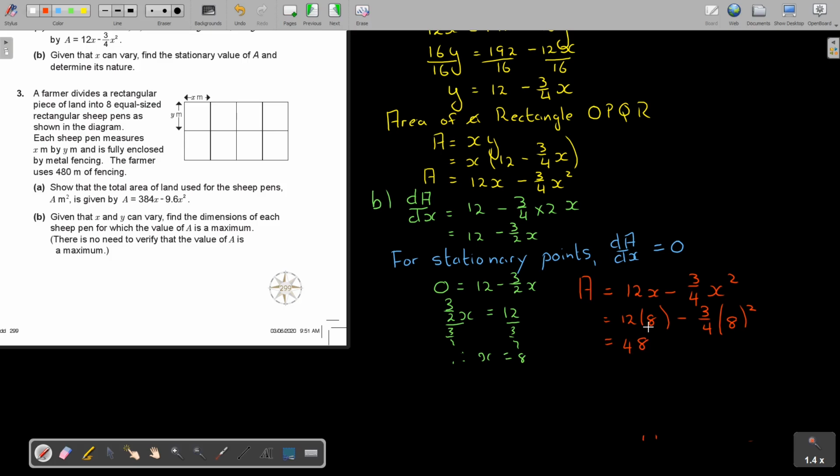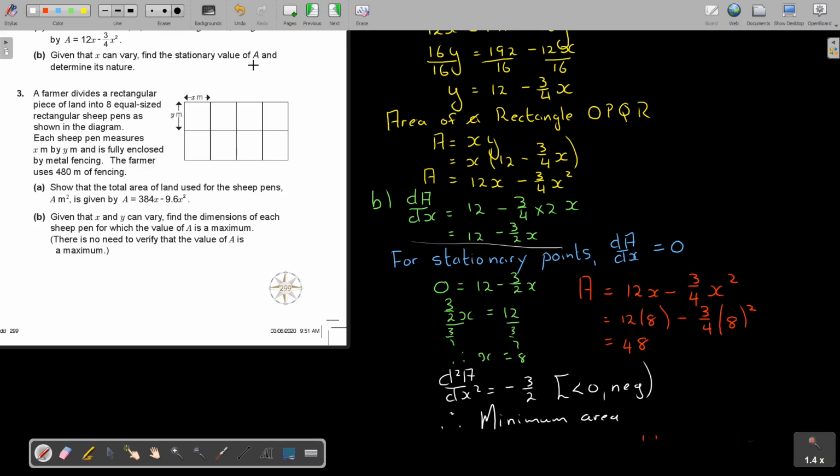Okay, but now for the stationary point, let's just take another color. I'm going to differentiate this again. So d square a over dx squared, that's a constant becoming 0. So it's just negative 3 over 2. And that is smaller than 0, so it's negative. So therefore, it is a minimum area.